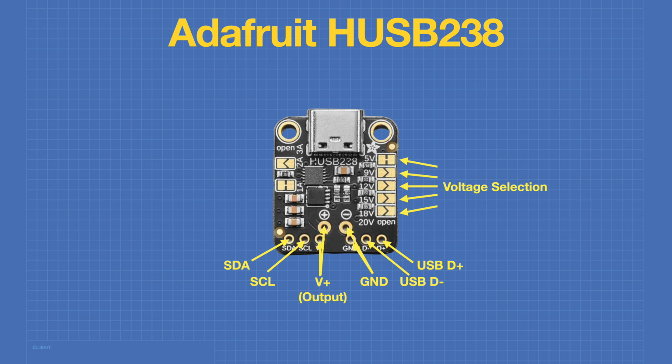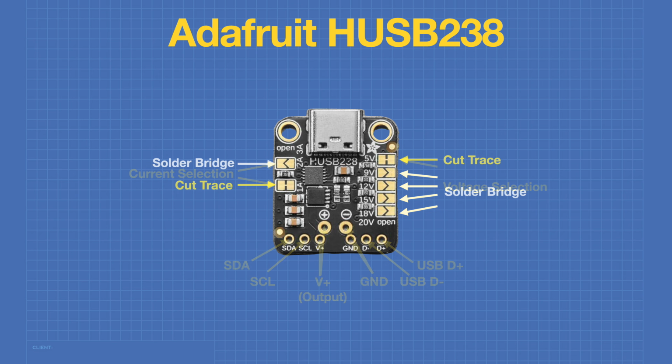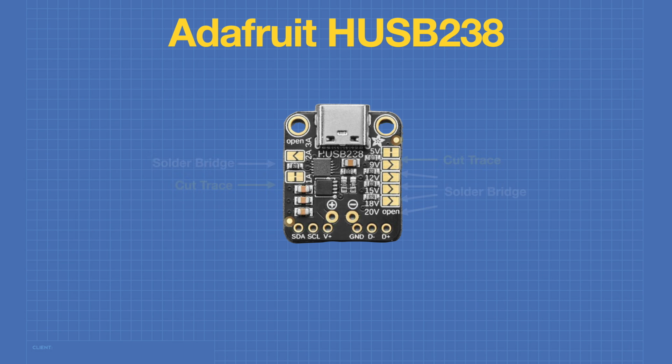The terminals on the right side of the board perform the voltage selection, and the terminals on the left side perform the current limiting selection. Note there are two different types of terminals. There are solder bridge terminals, which need to be bridged over with solder to make contact, and cut trace ones, which need to be cut with a hobby knife in order to remove the contact.